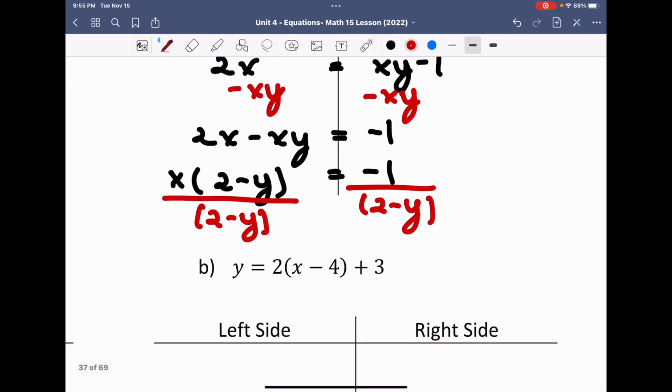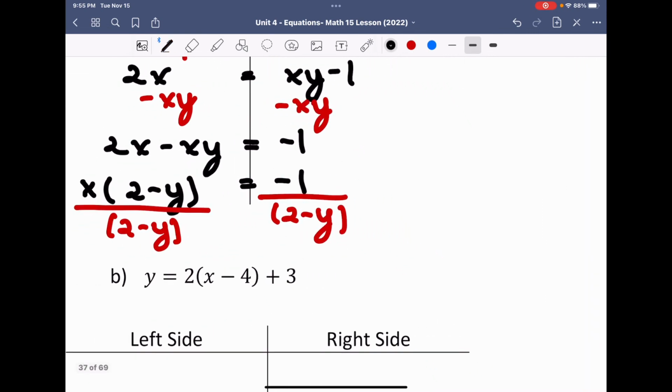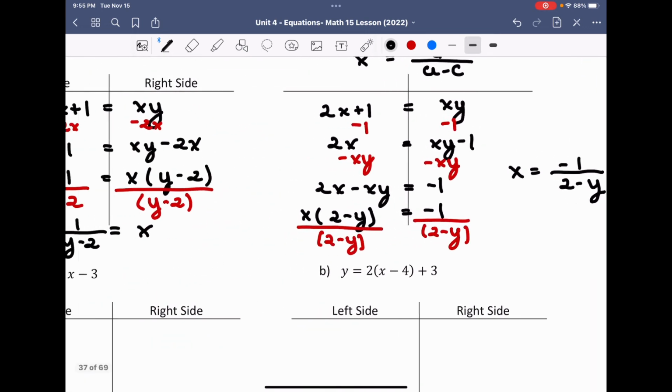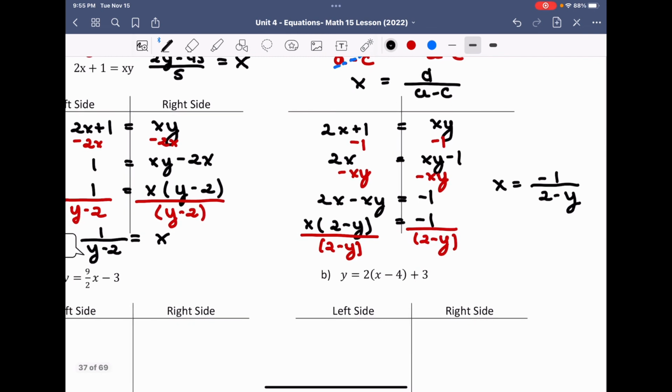And finally, I would get x, and I'm going to do it off to the side here, x is equal to negative 1 over 2 minus y. Well, if we compare our two solutions here, we did it one way, and we did it another way, and here's our two solutions. X equals 1 over y minus 2, or x equals negative 1 over 2 minus y. The biggest difference we see right away here is that we have a positive y and a negative y. We have a negative 2 and a positive 2.